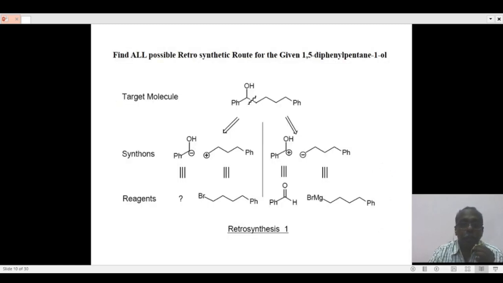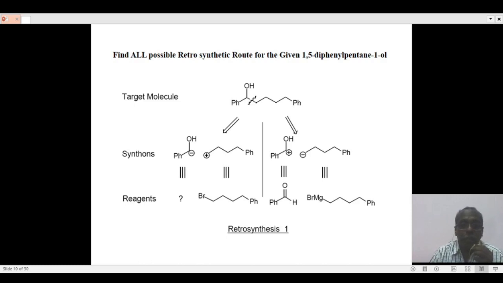Then another example is taken here. 1,5-diphenylpentan-1-ol is taken. This molecule is subjected to retrosynthesis. We can get this desired product. We can get this starting material. Here various routes are available. We are going to find the various routes one by one by doing the disconnection approach.